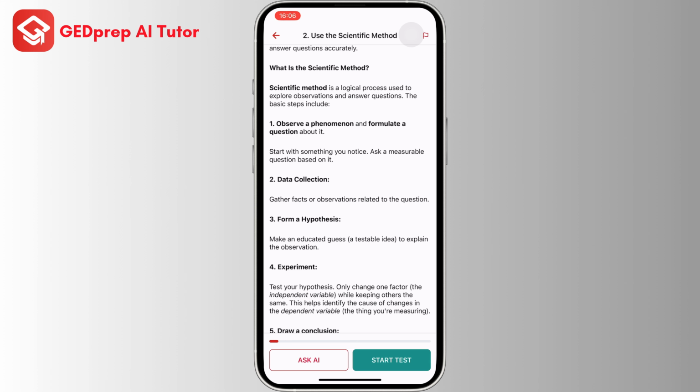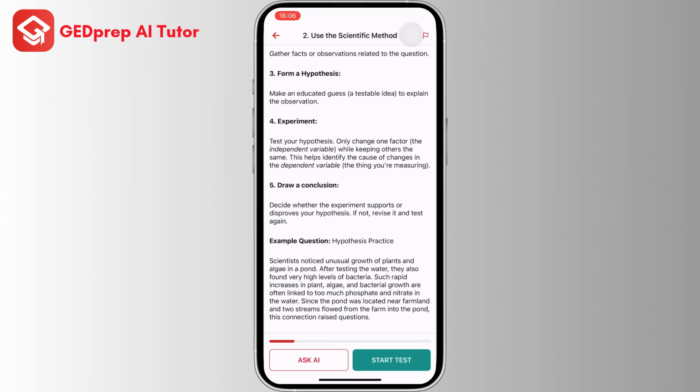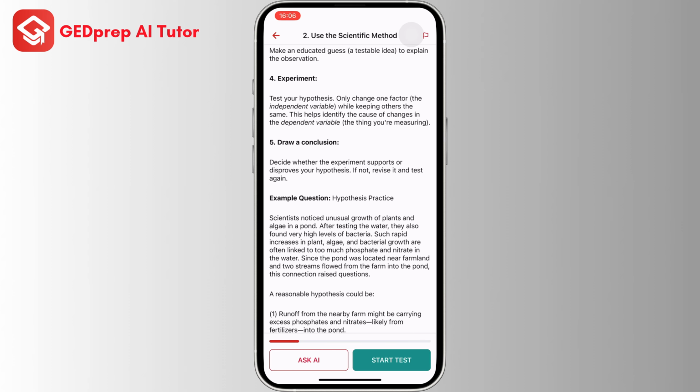Experiment. Test the hypothesis by changing only one factor, called the independent variable. Measure how it affects the dependent variable. The outcome. Draw a conclusion. Decide whether the results support the hypothesis. If not, revise and test again.